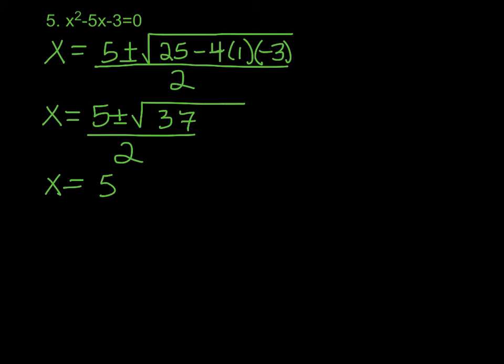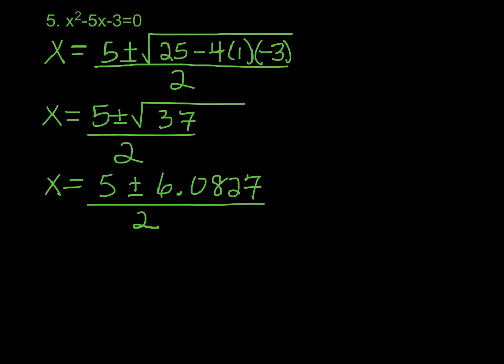Now, just a reminder, you should be putting this into your packet. Okay, so when you take the square root of 37, you're going to get 6.0827. I like to go out 4 places. And then that whole thing will be divided by 2.